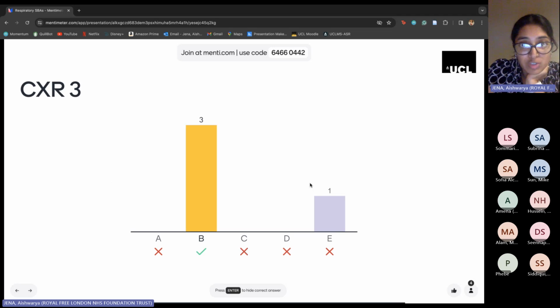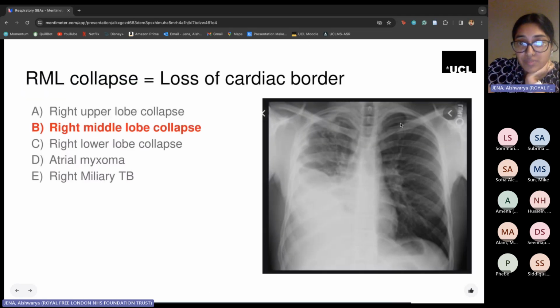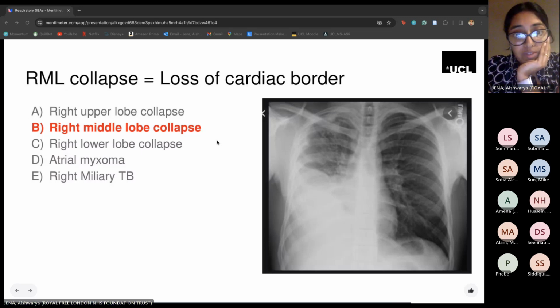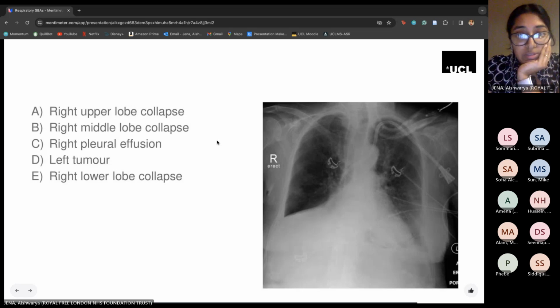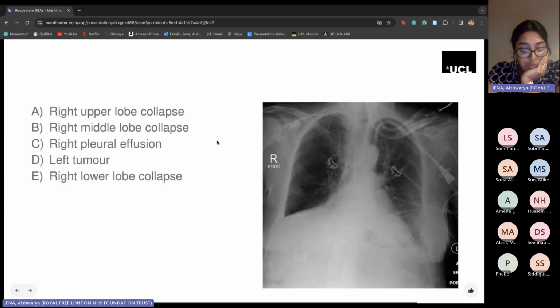Well done to the majority here. These are tricky, by the way, to just spot diagnose, so don't worry, and that's why we're going through it, just so you have a better idea of some of the signs. So this is a right middle lobe collapse, and you can tell that by the loss of cardiac border, as you can see, it kind of just blends into one white mess here, and that is a sign of right middle lobe collapse. And you may have spotted the theme by now. So let's have a go at this one.